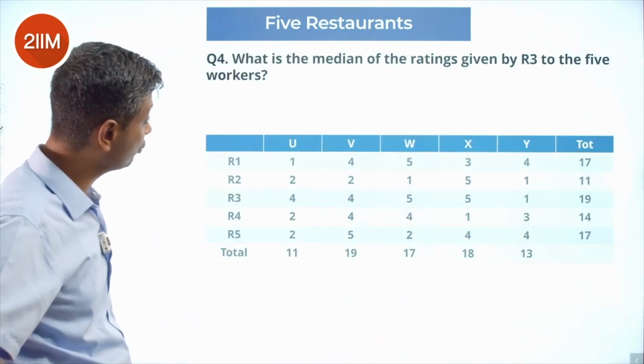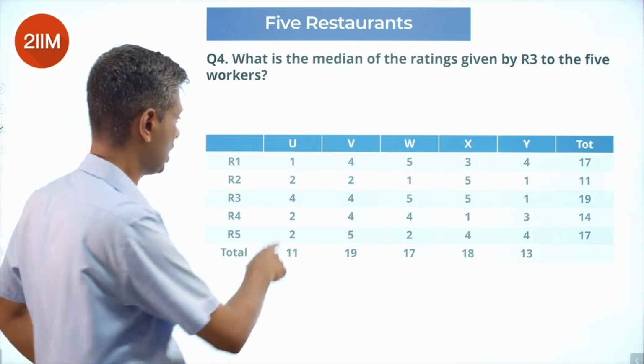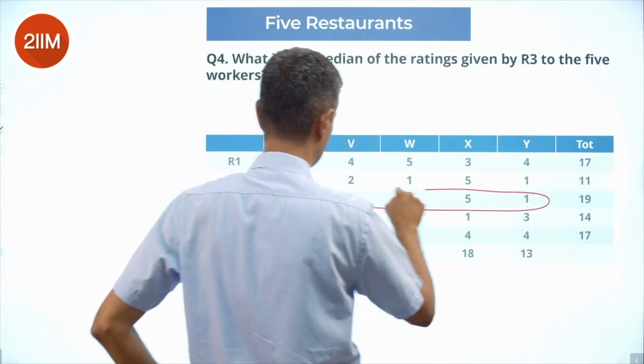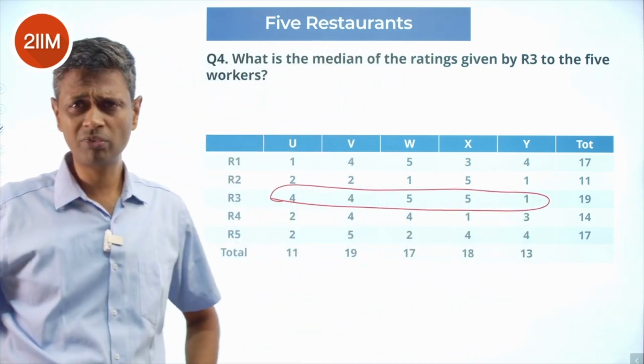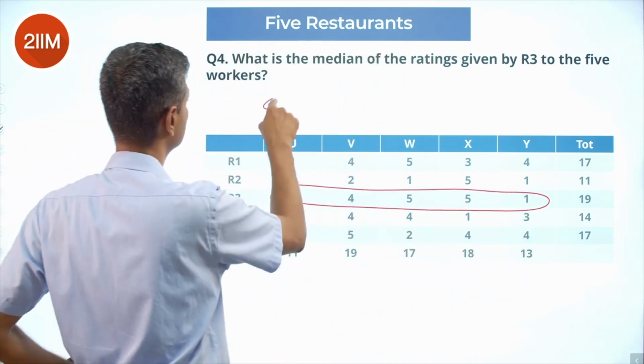What is the median of the ratings given by R3 to the 5 workers? R3: 1, 4, 4, 5, 5. Median is 4.